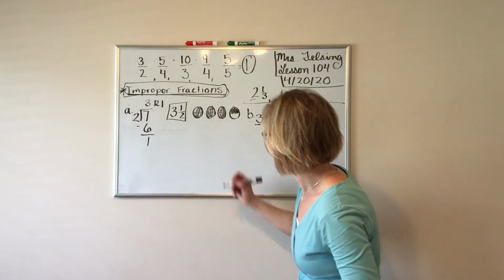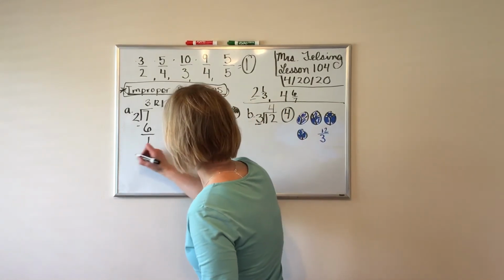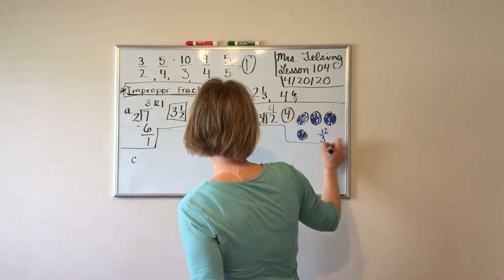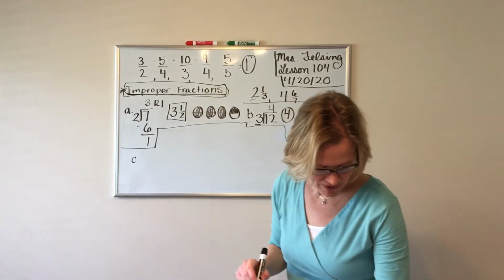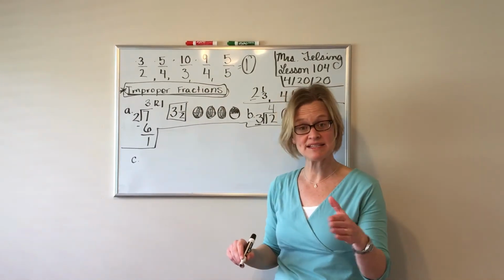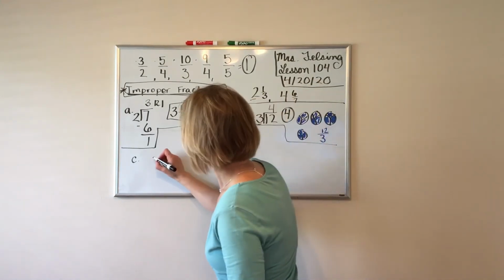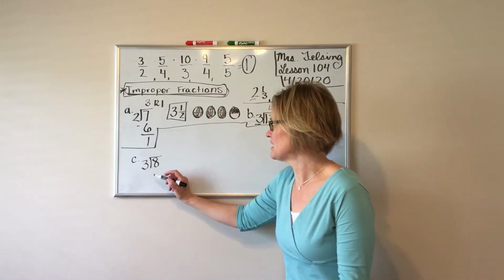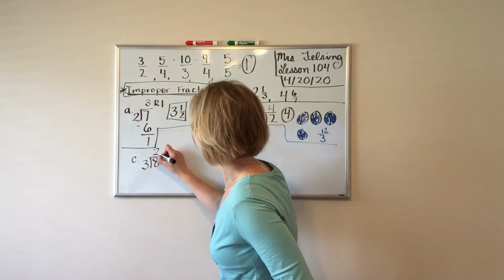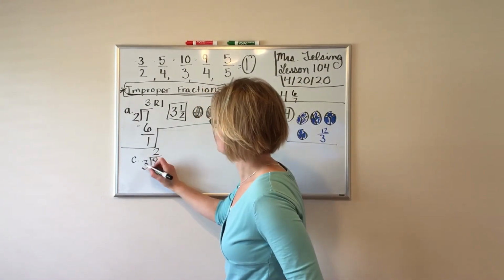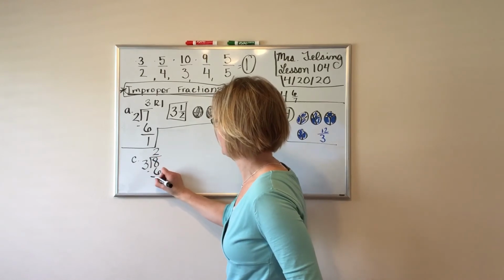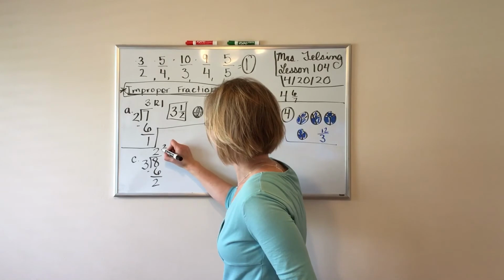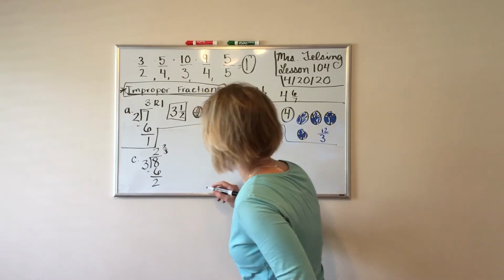Kind of putting this here so we don't get confused. So letter C, we have 8 thirds. In other words, 8 divided by 3. So we'll go 8 divided by 3. 3 can go into 8 2 times. 3 times 2 is 6. We subtract that and we get a remainder of 2. So our answer here is 2 and 2 thirds.